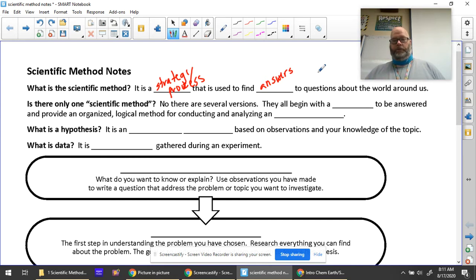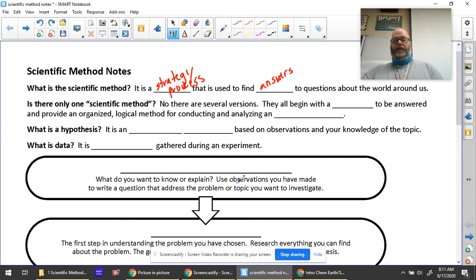We don't make an emotional decision. We don't let somebody sway our opinion. Science doesn't care about belief or opinion. Science cares about facts. So when it comes to the scientific method, you're basing these answers on a very calculated, very controlled, step-by-step approach. Is there only one scientific method?